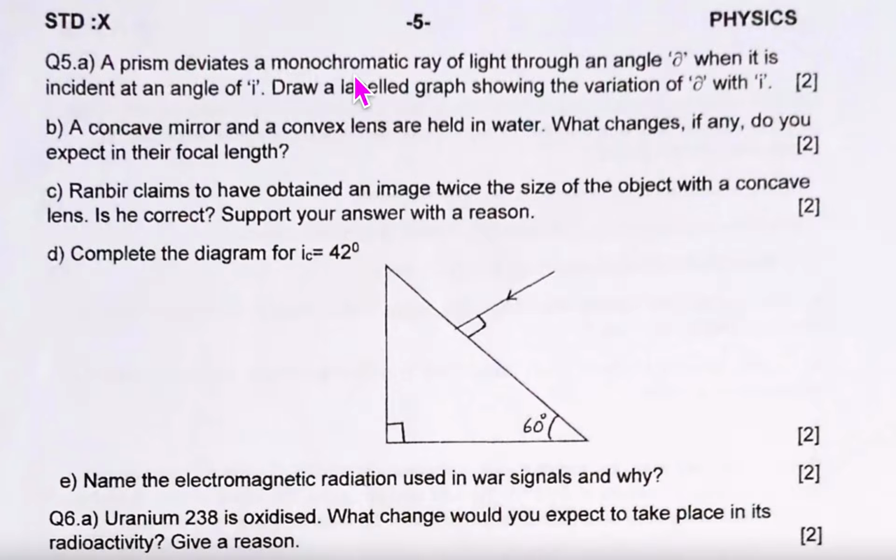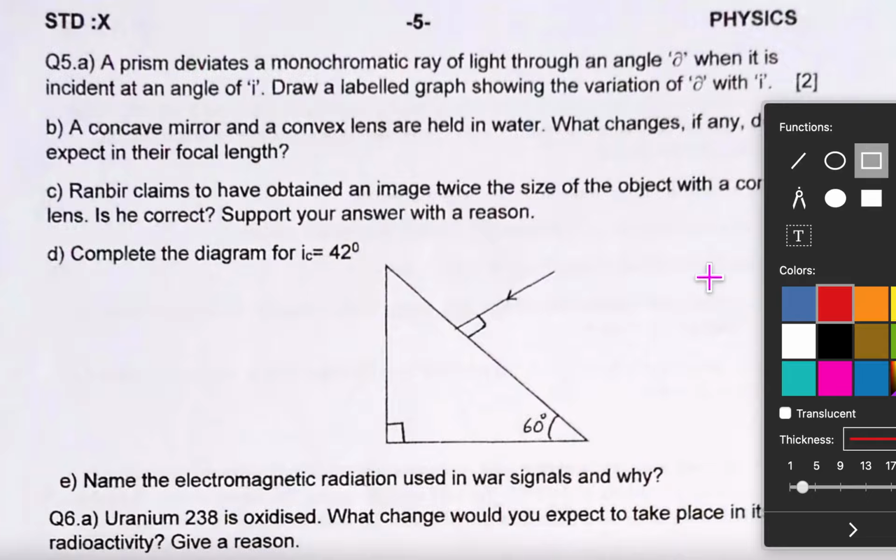Prism deviated through angle delta when it is incident. Draw the labelled diagram to show the variation of delta with I. Now, variation of delta with I is going to be a little confusing for some of you. Let us look at the diagram that we need to draw.